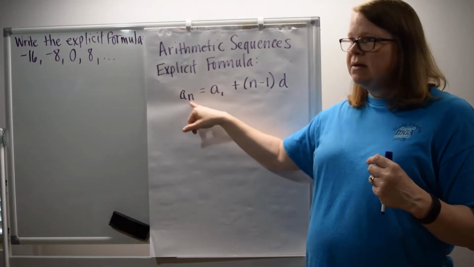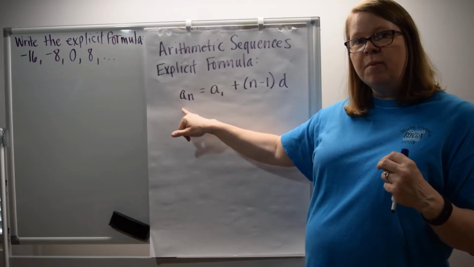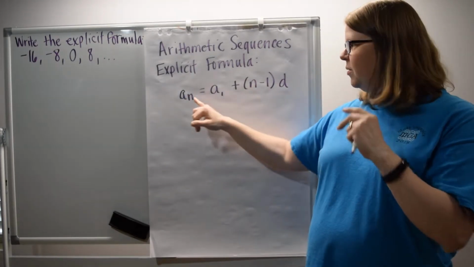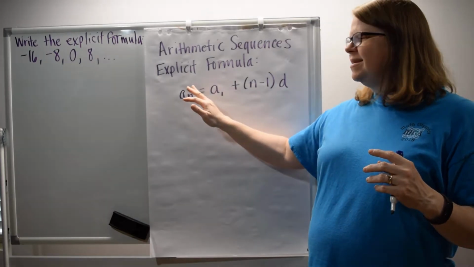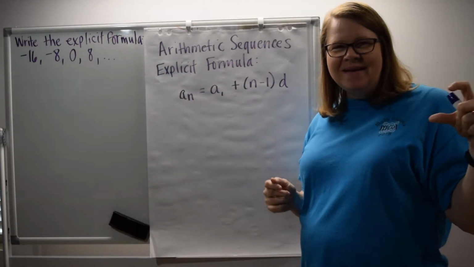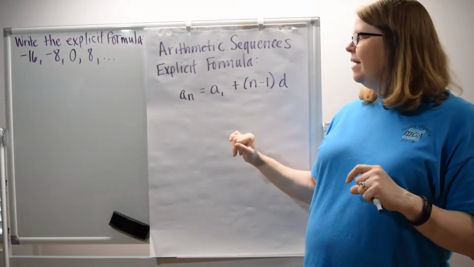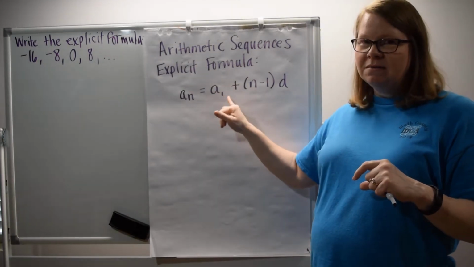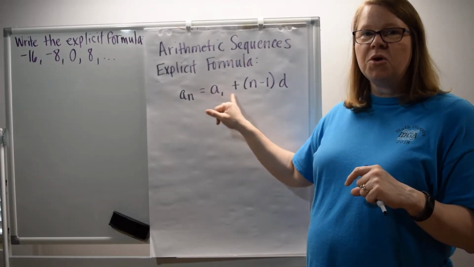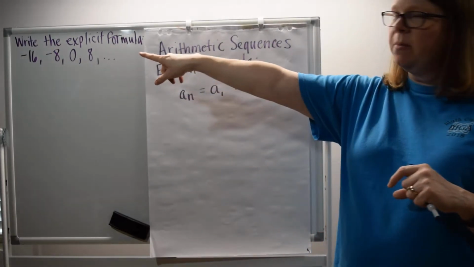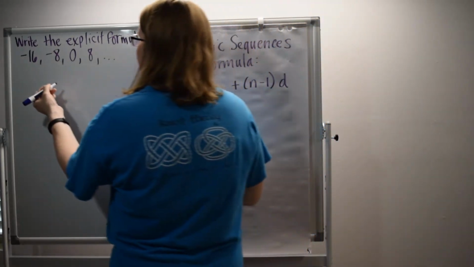So a sub n means any term that you plug into the sequence. n is just the number of the term. It sounds kind of funny to say a sub n. It just means it's a little n. Equals a sub 1. We've changed the n to a 1. So that means the first number in the sequence, the first term. So a sub 1 here is negative 16.